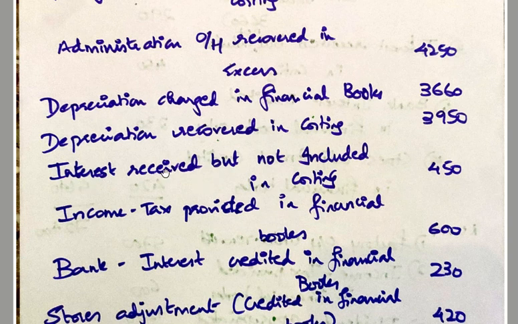Next, interest received but not included in costing. Interest received is a financial income which is not included in costing, so you will add it. Incomes which are not included will be added. Expenses not included will be minused. Then income tax provided in financial books.